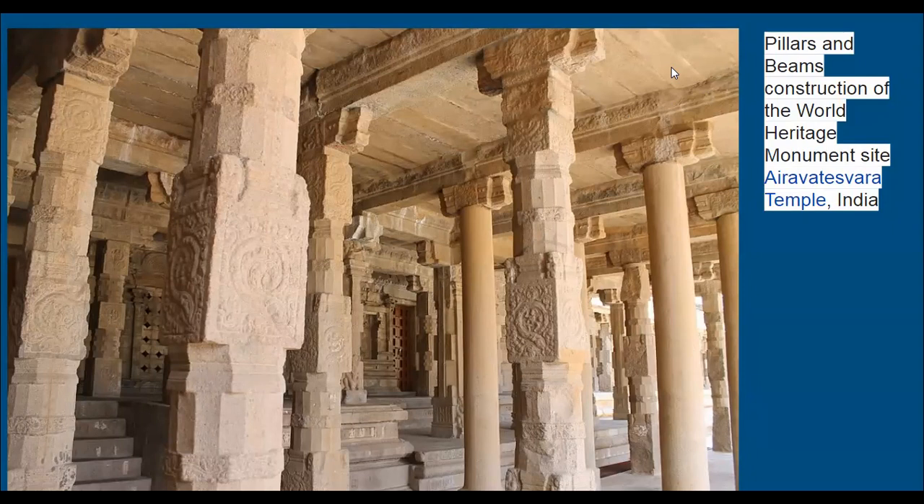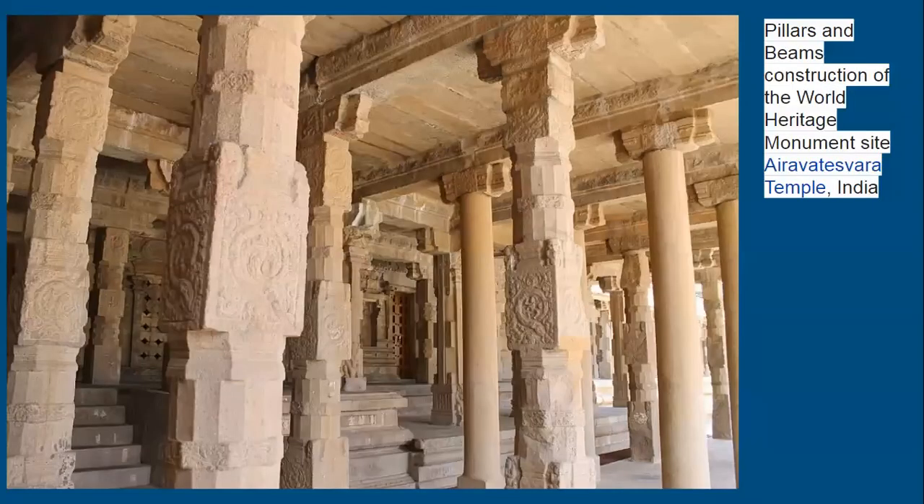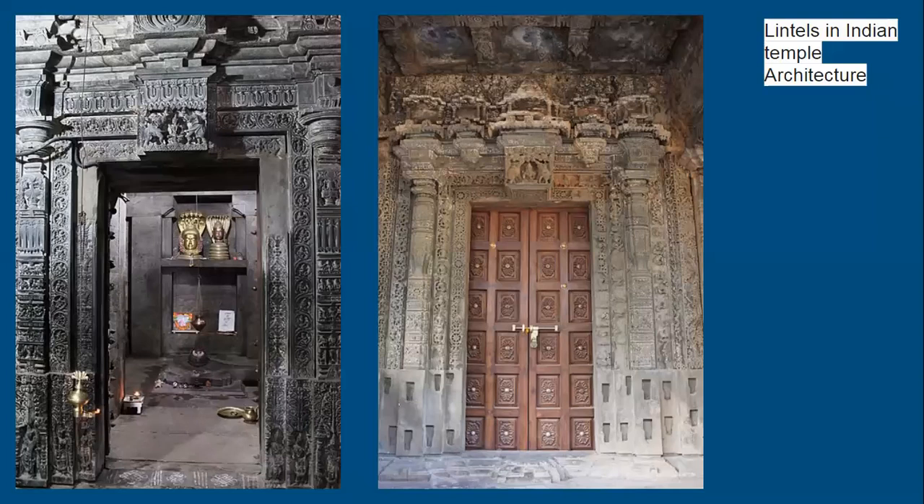So this is the pillar and beam structure of the beautiful Airaviteshwar temple of the Chola period. Now the next structure, that is lintel. Lintel and beam both are horizontal structures only, but the only difference is that lintel supports doors, windows, or the other openings, okay? So this is also a horizontal structure.